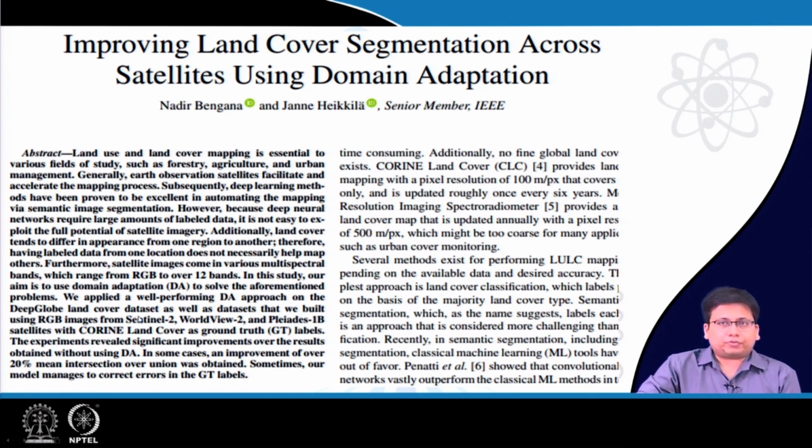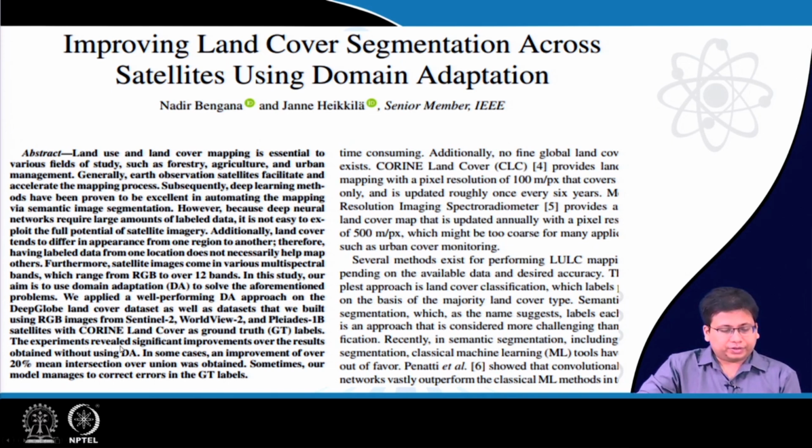I guess in one of our lectures about segmentation, we have talked about this DeepGlobe dataset, where they have basically land images from different parts of the world, and it defines certain challenges like identifying different land covers, extracting the road and water bodies, and so on. Like land cover datasets as well as datasets that we built using RGB images from Sentinel-2, WorldView-2 and Pleiades 1B satellites with Corine land cover as ground truth labels.